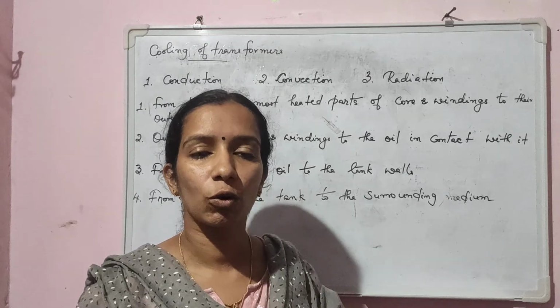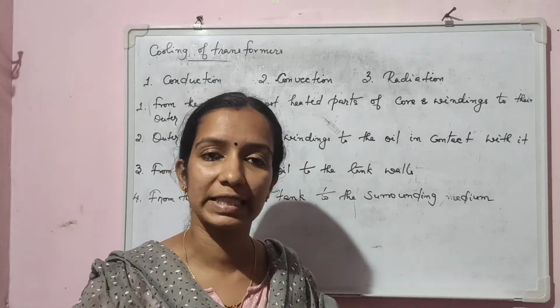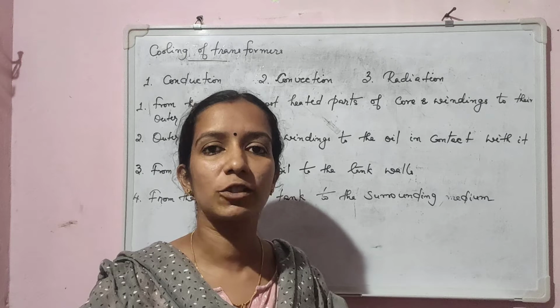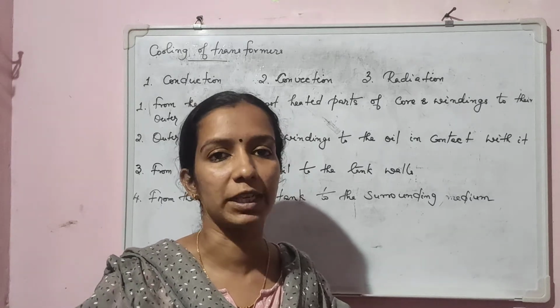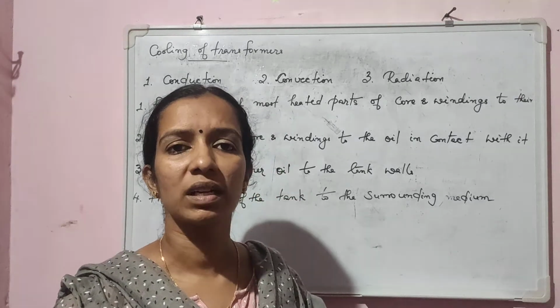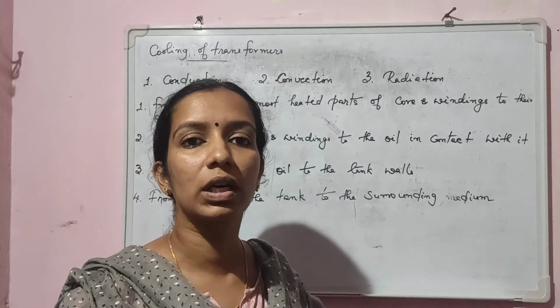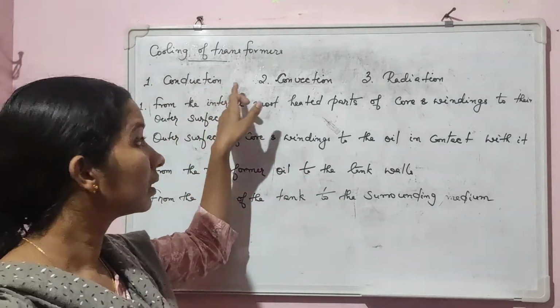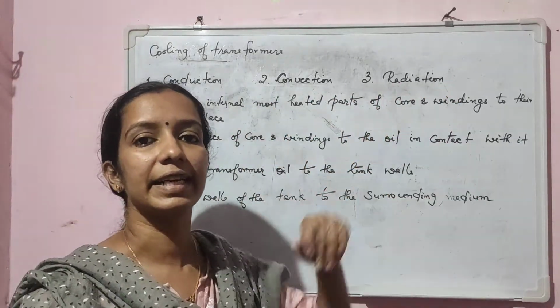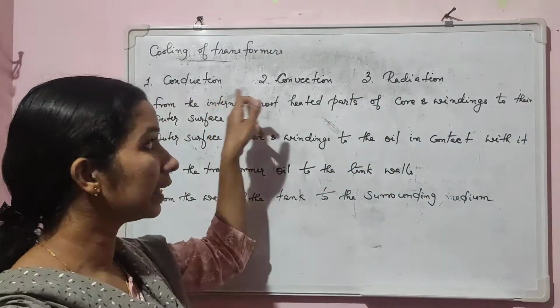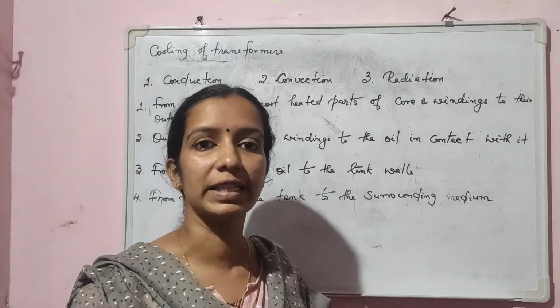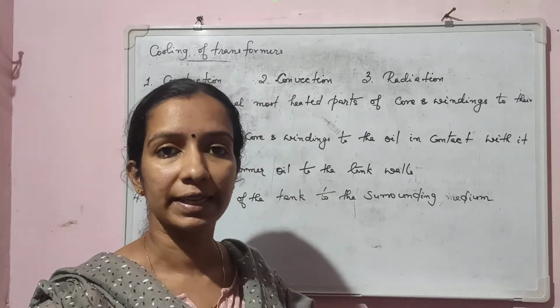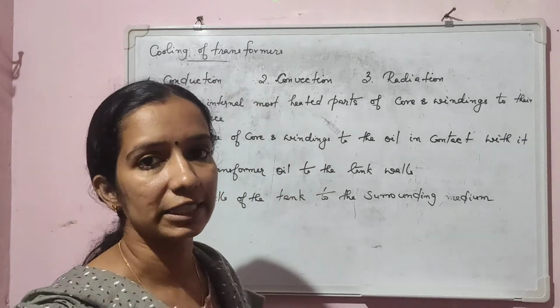So the winding and core of the transformer will get heated, and this heat has to be dissipated to the surrounding medium. In a transformer, this heat dissipation occurs by three methods: conduction, convection, and radiation.